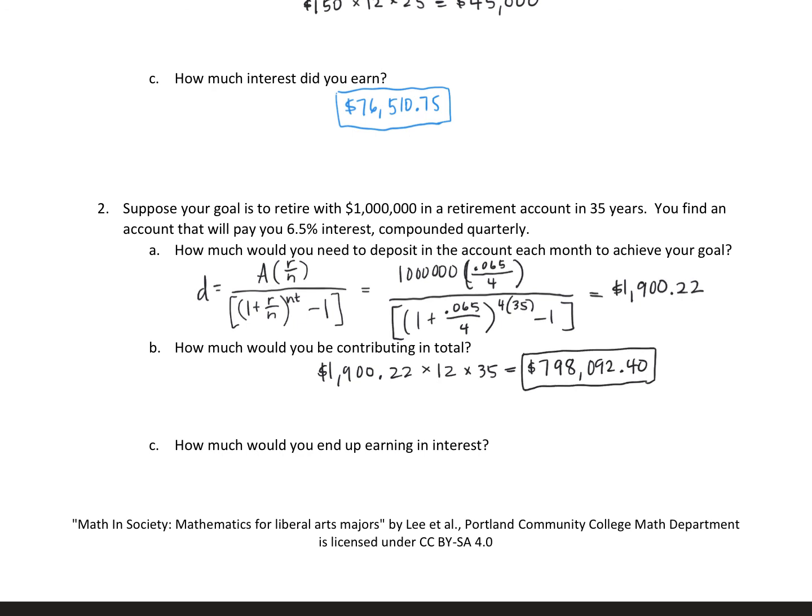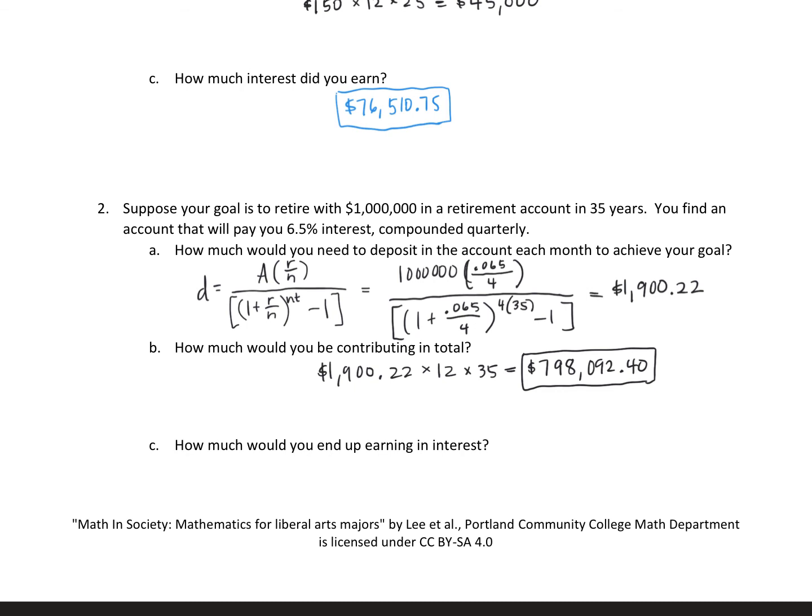Now, what's kind of making this a high amount of your contribution and kind of a low amount of interest earned is the number of times it's compounded. It's only compounded quarterly. If this compounded monthly, you would see a big difference.